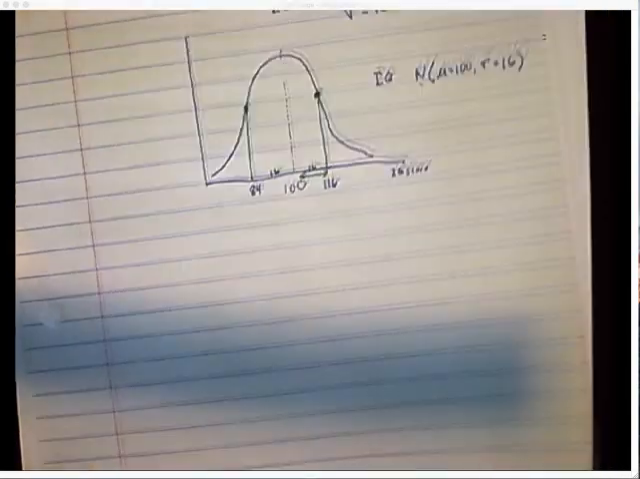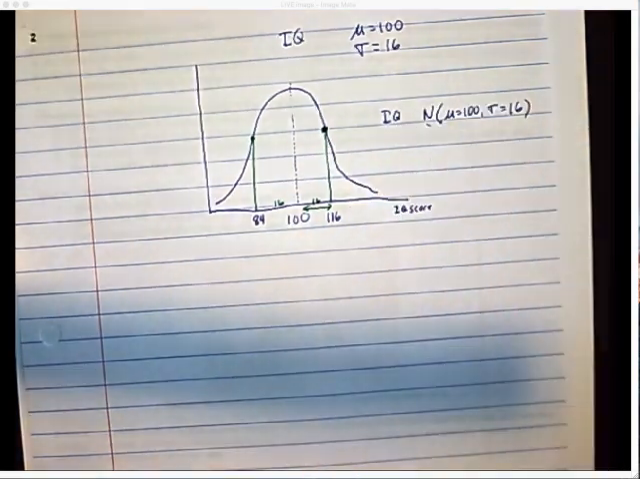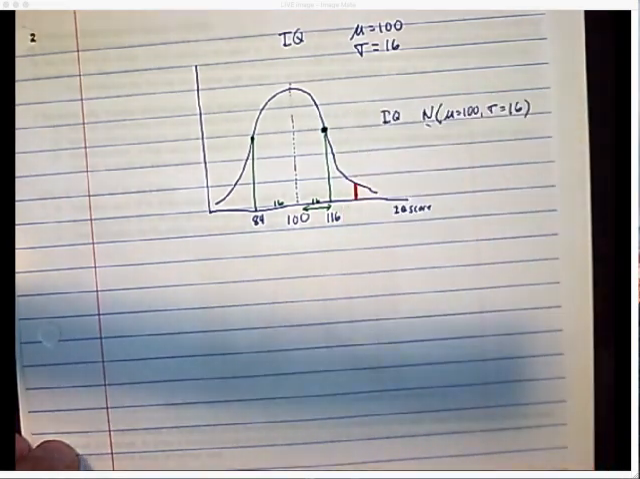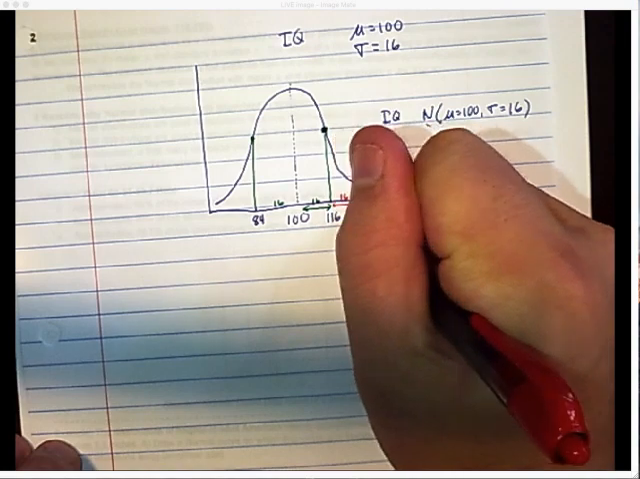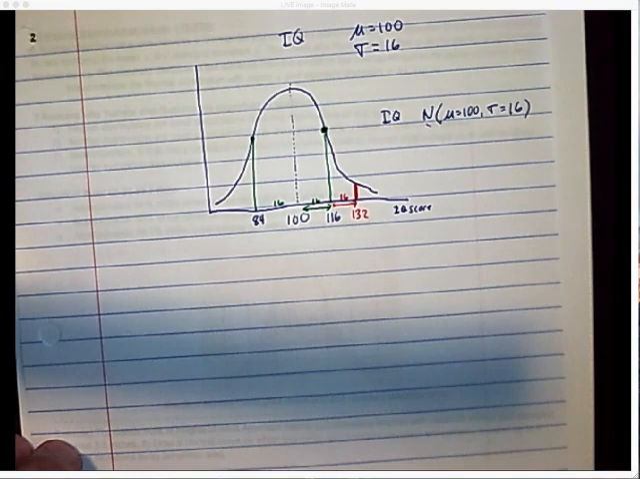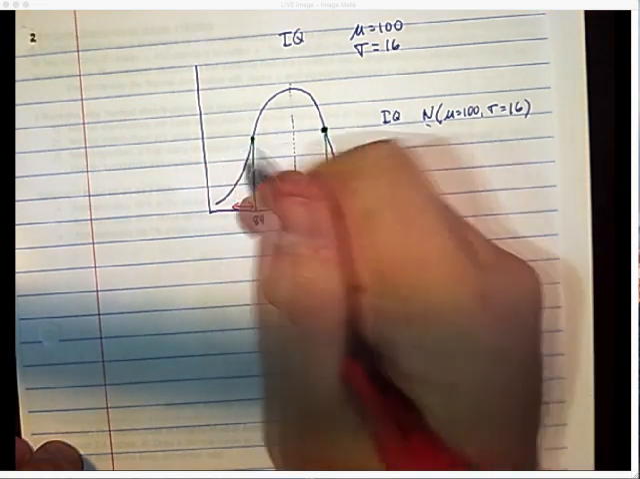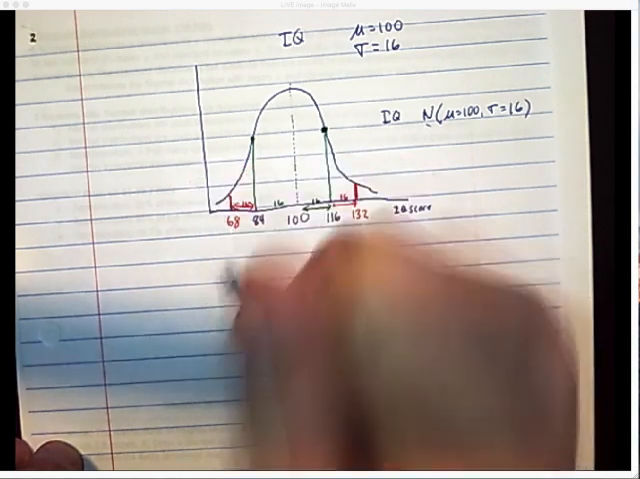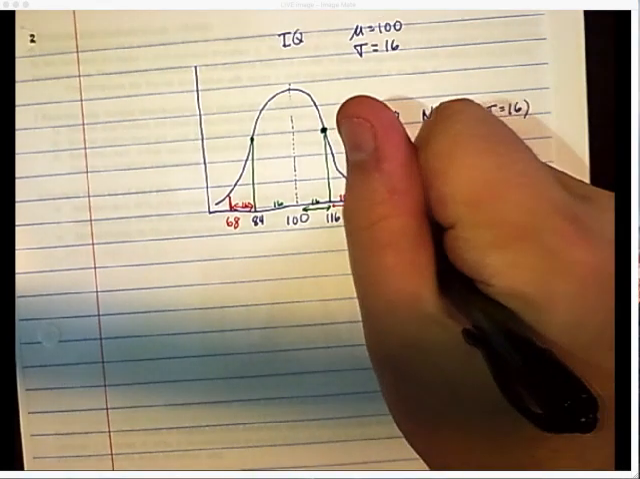And then if we went one more standard deviation, another 16 units, now we're two standard deviations out. So if we went another 16, we would be up to 132 for an IQ. If we went down 16 more, we would be down to 68. And you can go as many standard deviations as you want.